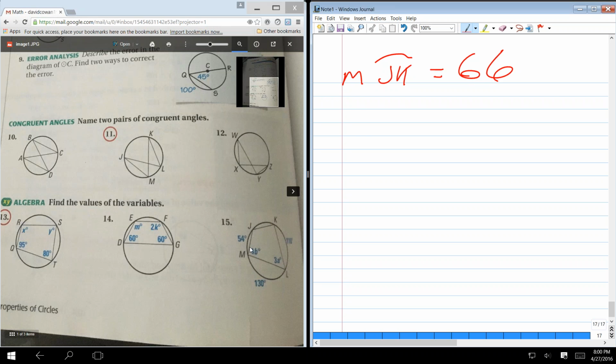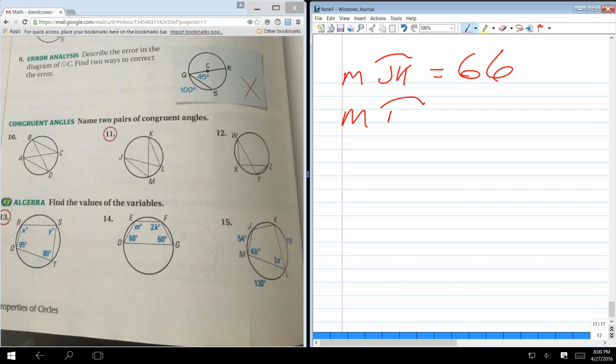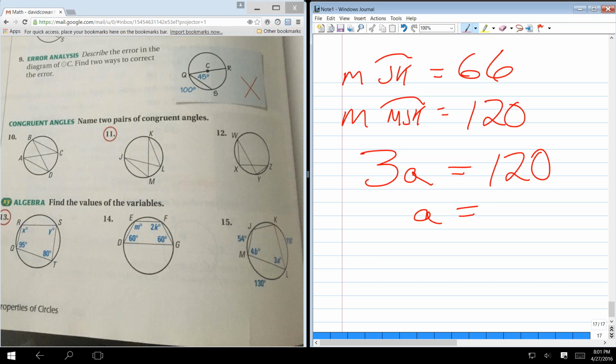So we know that what is the measurement of MJK? So we know the measurement of MJK is, well, 54 plus 66. That's 120. Yeah. Now, MJK is the arc that is subtended by angle L. Exactly. So 3A equals 120. So A equals 40.